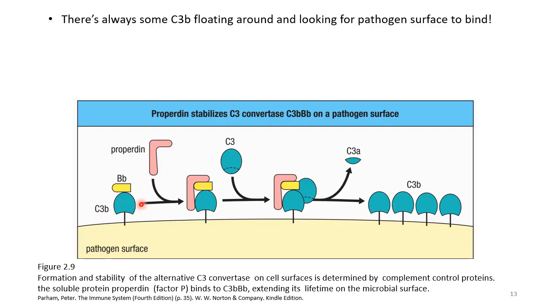Okay? So remember, you have your Daffy Duck, you have your MCP superhero. Those guys are already present on your own cells. So those are going to stop it before this thing can be stabilized. So this is really important for stabilization on the surface of pathogens.